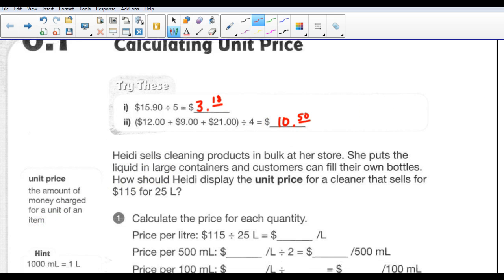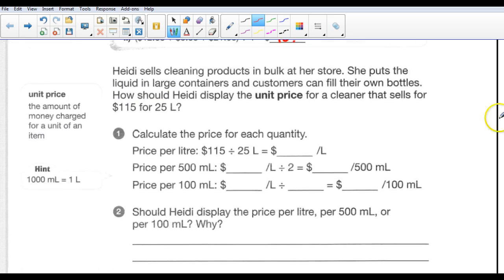Okay? So, what's an example? Heidi sells cleaning products in bulk at her store. She puts the liquid in large containers and customers can fill their own bottles. So basically she has a big giant container, maybe a barrel, full of her stuff. Customers come in, they want to put it in smaller bottles because they don't want to buy a big barrel.